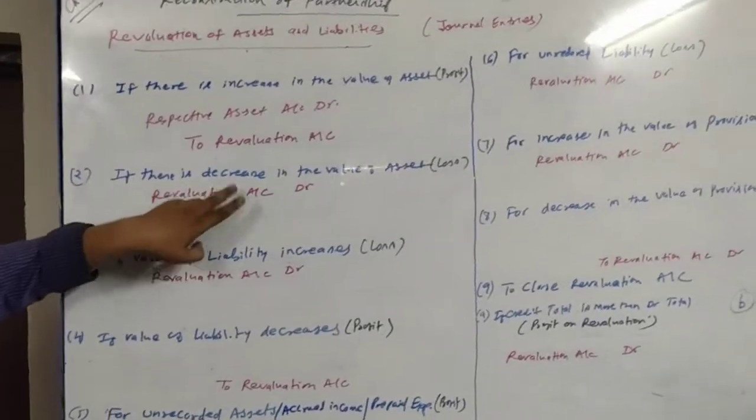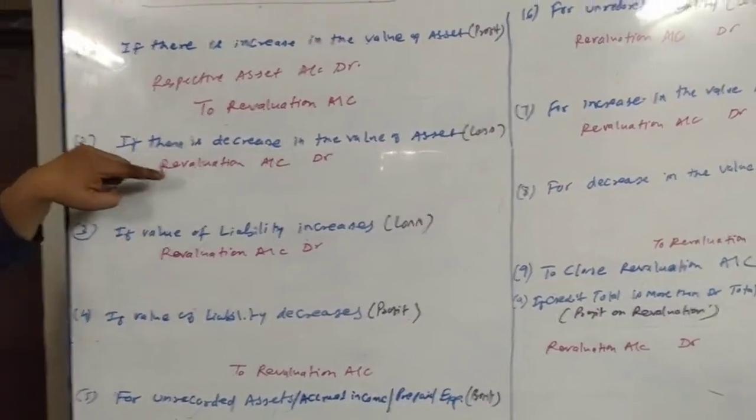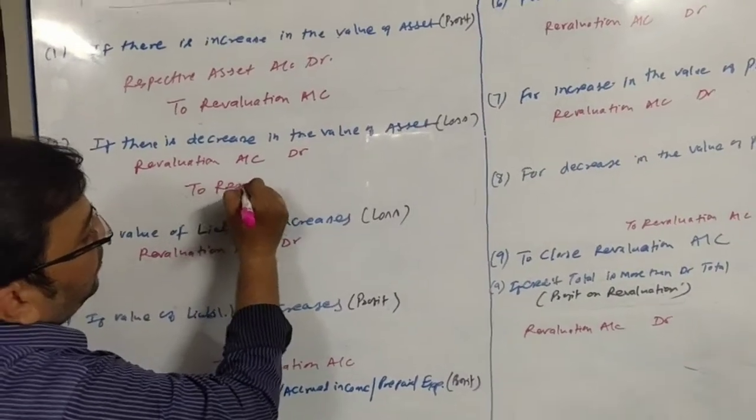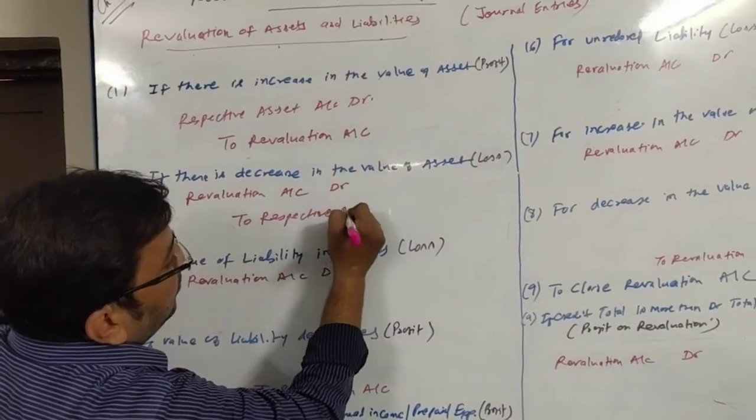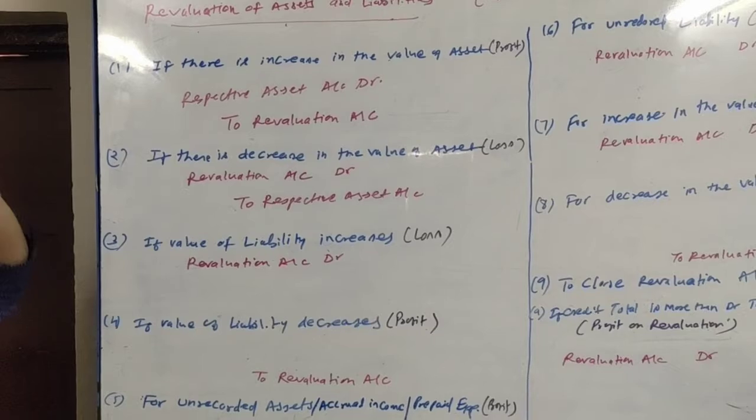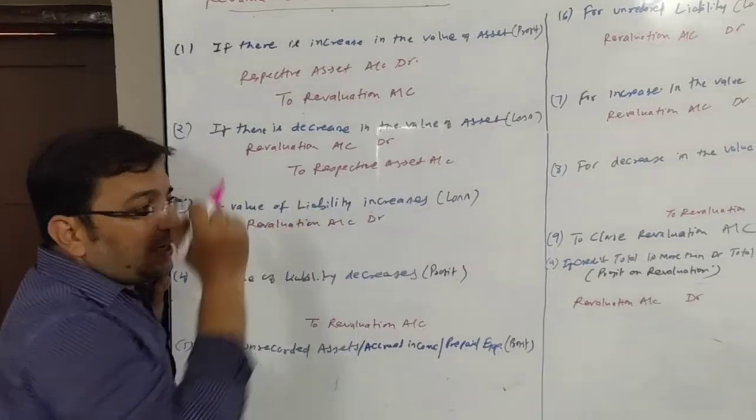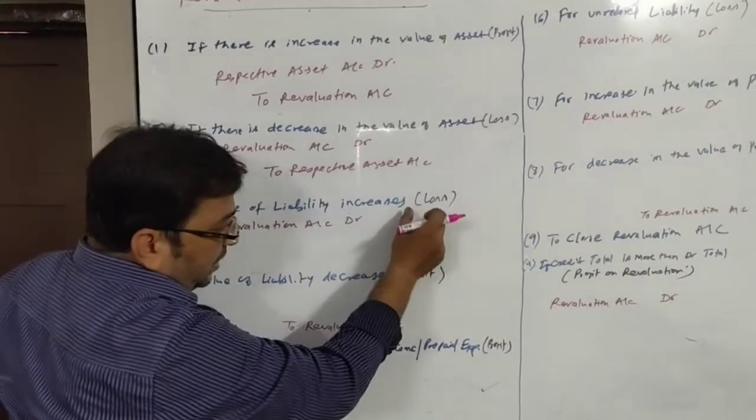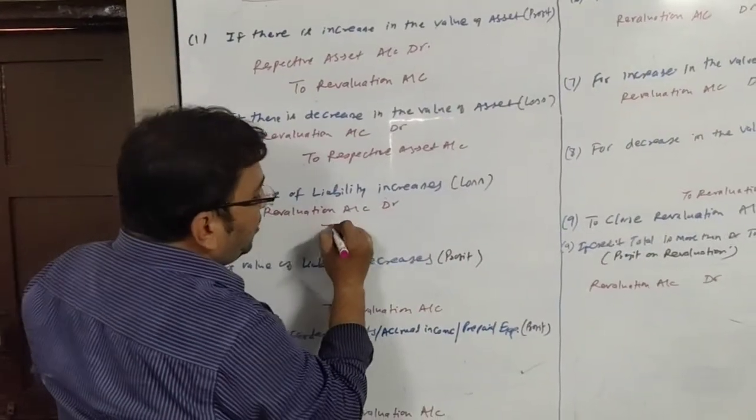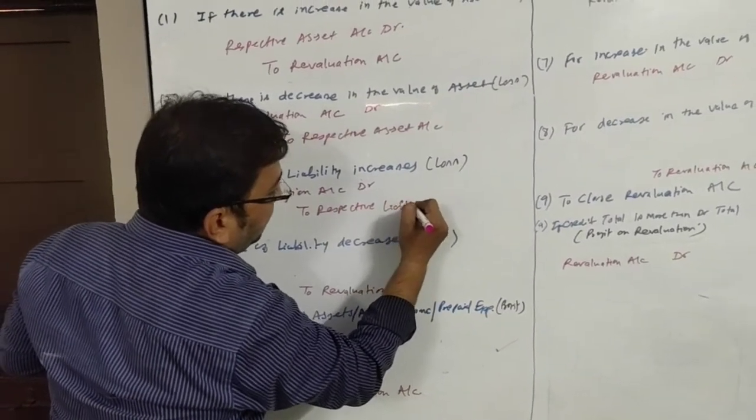Now if there is a decrease in the value of asset, that is termed as loss. So in case of loss we have to debit the revaluation account. So our journal entry will be revaluation account debit to respective asset account. Right? Third condition, if the value of liability increases, again this is a loss, and if there is a loss, revaluation account has to be debited. So revaluation account debit to respective liability account.